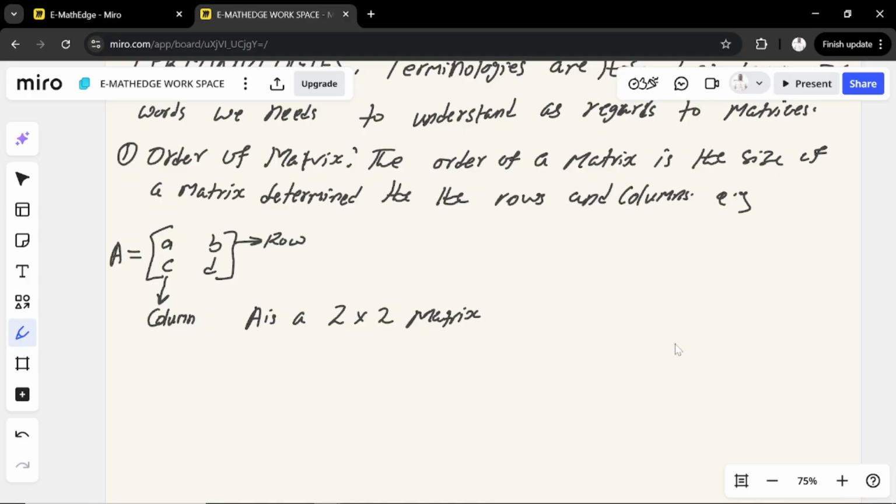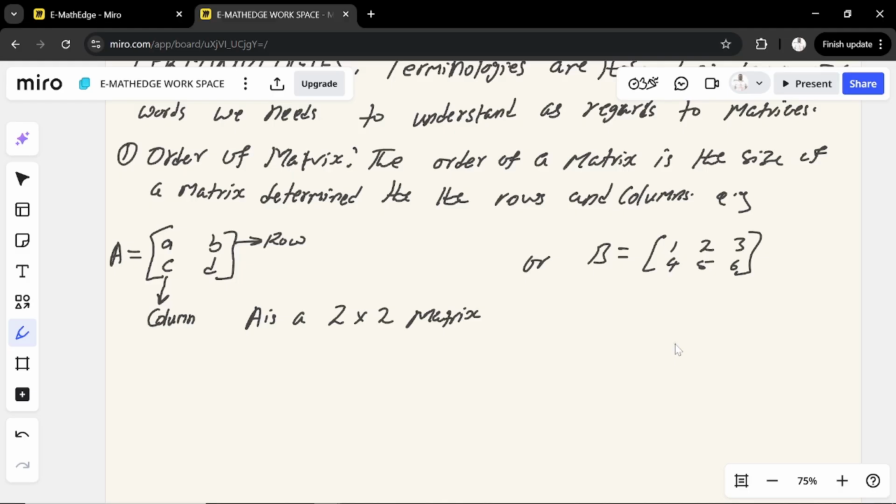Why? Because it has two rows, which is 1, 2, and it also has two columns, which is 1, 2. So in this case, we can say the order of this matrix is a 2 by 2 matrix, or we can have matrix B to be equal to 1, 2, 3, enclosed in a bracket, 4, 5, and 6.